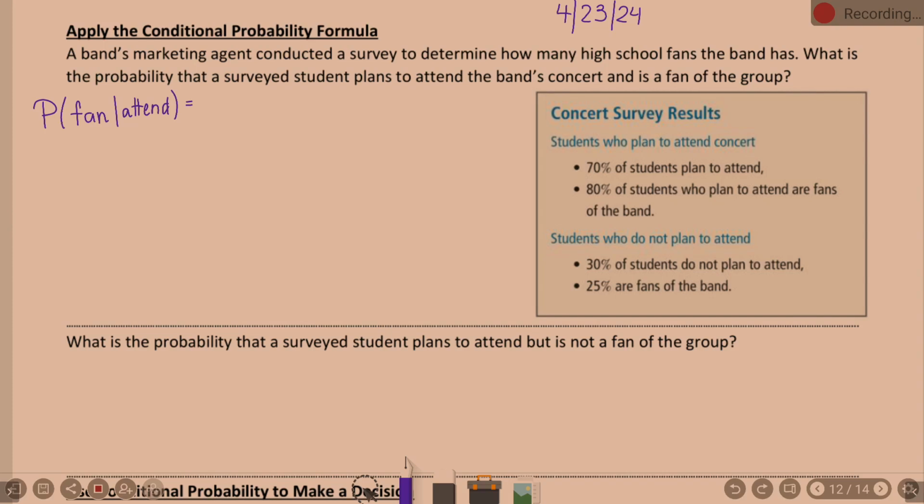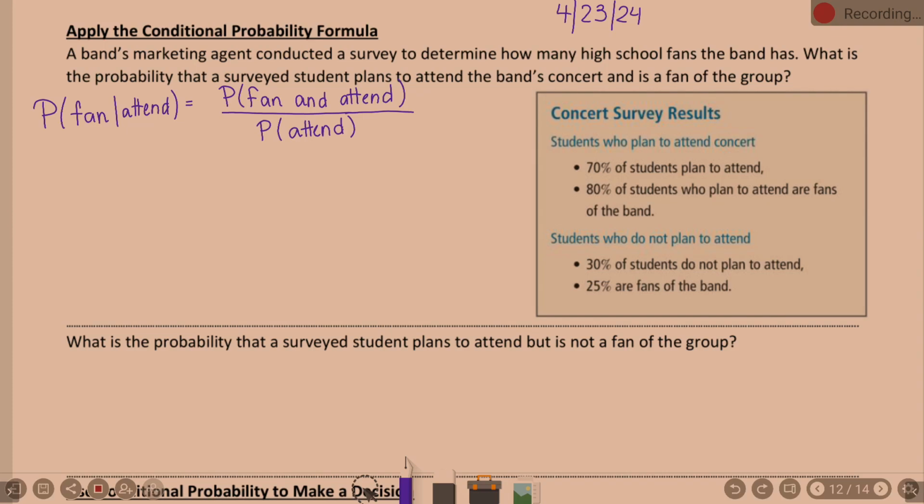Okay, and of course, I'm going to continue using just basic shortcuts here. Now, based on our formula from yesterday, what do we set up? On top, it's going to be the probability of what? The probability they are a fan and attend. On bottom, the probability that they attend, so the probability of the condition.